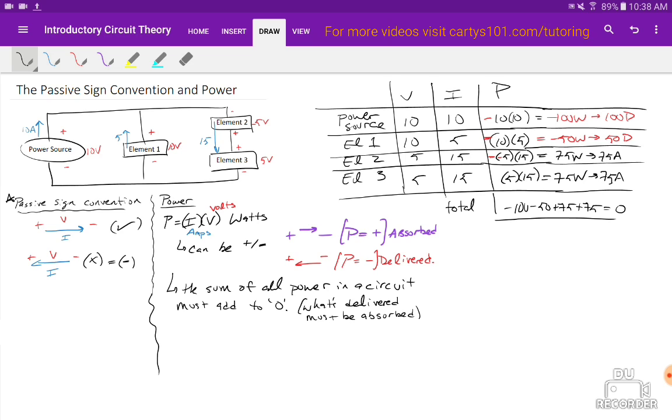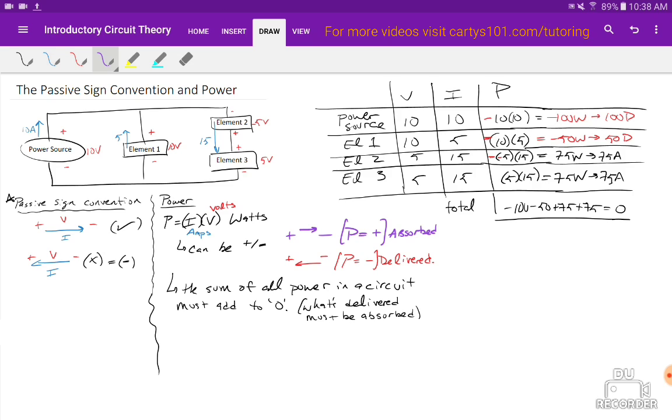Only when your powers added up for everything are 0 will you get a proper answer. All right. If I would have added them up and got a net answer of either a positive or negative number, then my answer is wrong. It doesn't matter what you tell me. It has to be wrong because you have to have this power statement be satisfied. It just has to be. Okay. So let this serve as a tiny little example for passive sign convention and power.